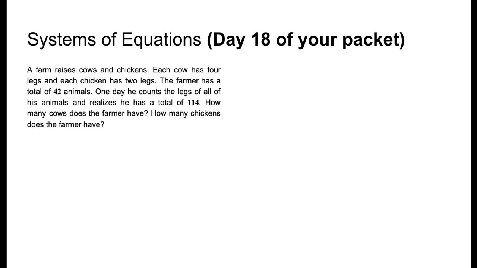It says a farm raises cows and chickens. Each cow has 4 legs and each chicken has 2 legs. The farmer has a total of 42 animals. One day he counts all the legs of all his animals and realizes he has a total of 114. How many cows does the farmer have? And how many chickens does the farmer have? This is day 18 of your packet.